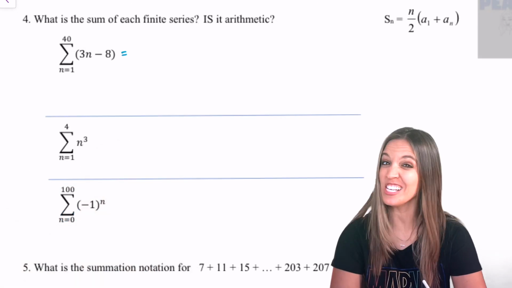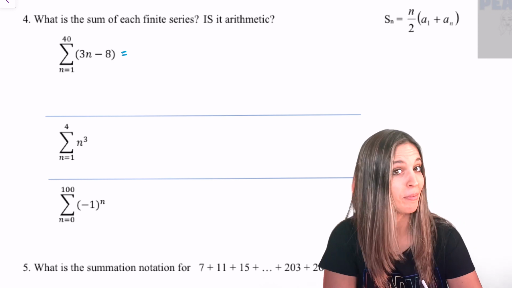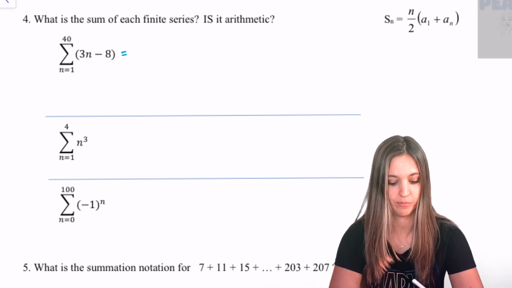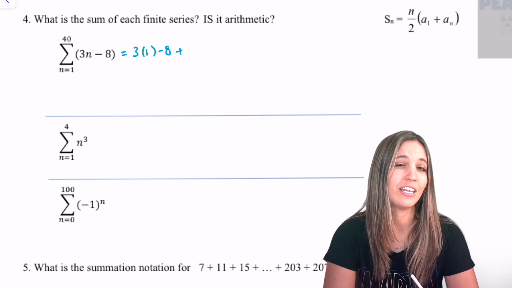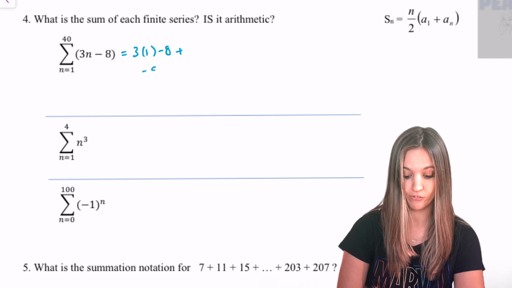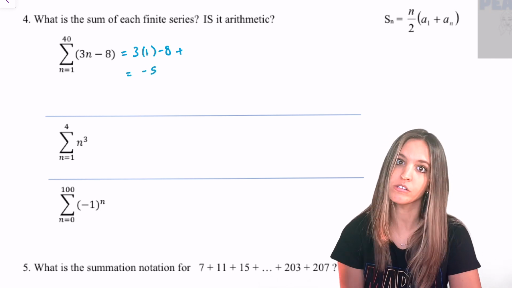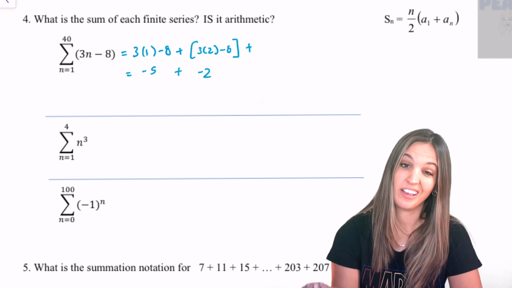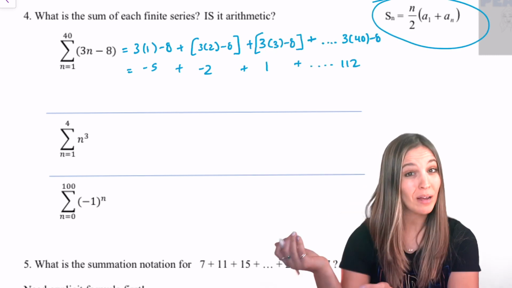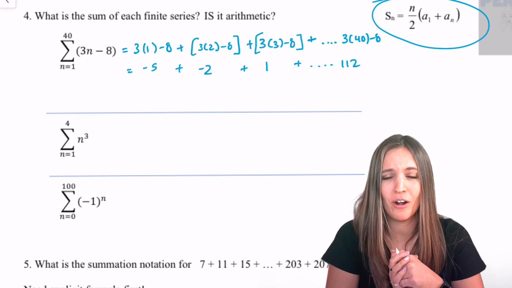What are the sums of these finite series then? Are they arithmetic series? Well, looking at this first one, I could start to write out all the terms. Looks like my lower limit is n equals 1, so I'm going to start by plugging in 1 to get my first term of -5. For my next term, I'm going to just plug in 2. Then I'm going to plug in 3. Oh man, I'm only on term number 3 here, and I'm supposed to get up to 40? There's got to be a better way.